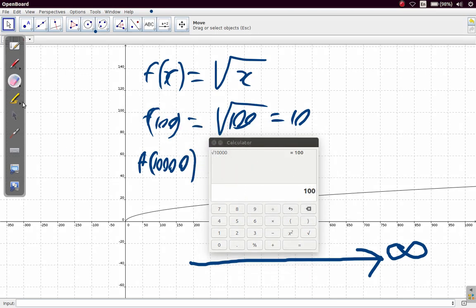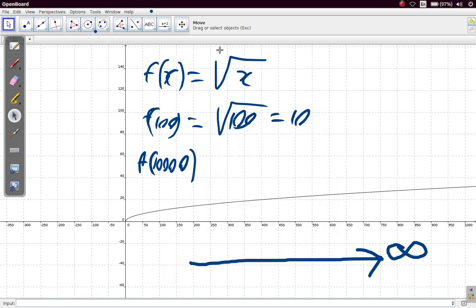What about the square root of 1 million? 1 and 6 zeros. It is 1,000, still increasing. What about the square root of 100 million? It is 10,000. So f of x is indeed increasing. It's just that it's increasing at a slower and slower rate, but there is no particular value that it will reach. So in this case, the limit does not exist, right?